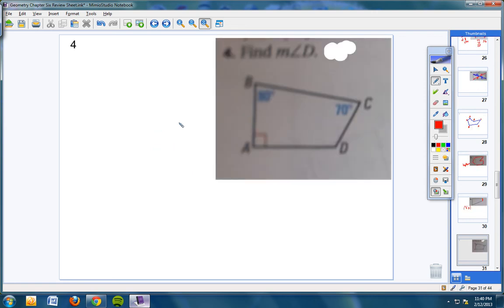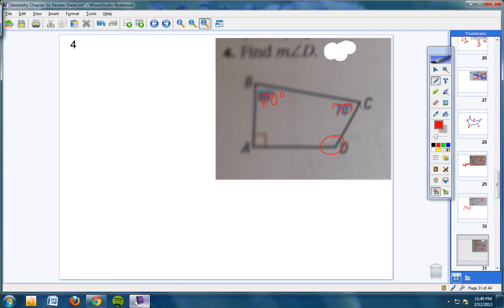Number 4, find MD. Now, number 4, let's see. Okay, they want us to find this angle. Now, I was kind of stumped for about 2 seconds there. I was like, wait, is it a parallelogram? What is it? Well, first of all, let me get these numbers. This is 80 right here. If you'll look in your book, you'll see that. And this is 70 right here. Well, guys, I don't know if it's a parallelogram, rhombus, square, rectangle, trapezoid. But I know it's a quadrilateral.